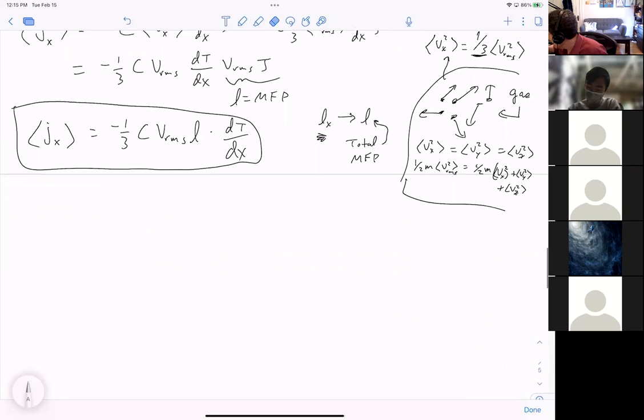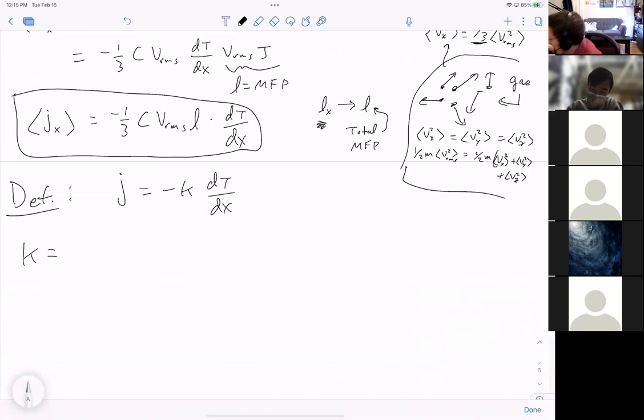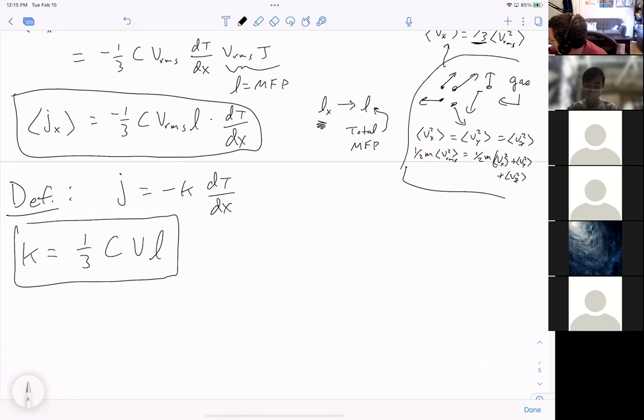So remember I said the definition of thermal conductivity is that J equals minus kappa dT dx. And I just derived this thing above. And so that tells me then that kappa is equal to what? Tell me. 1/3 C V L. Exactly. And so that's a very famous formula. Thermal conductivity is equal to 1/3 times heat capacity times the velocity of the phonons times the mean free path. So that's specific heat, that's velocity of phonons, and that's the mean free path.